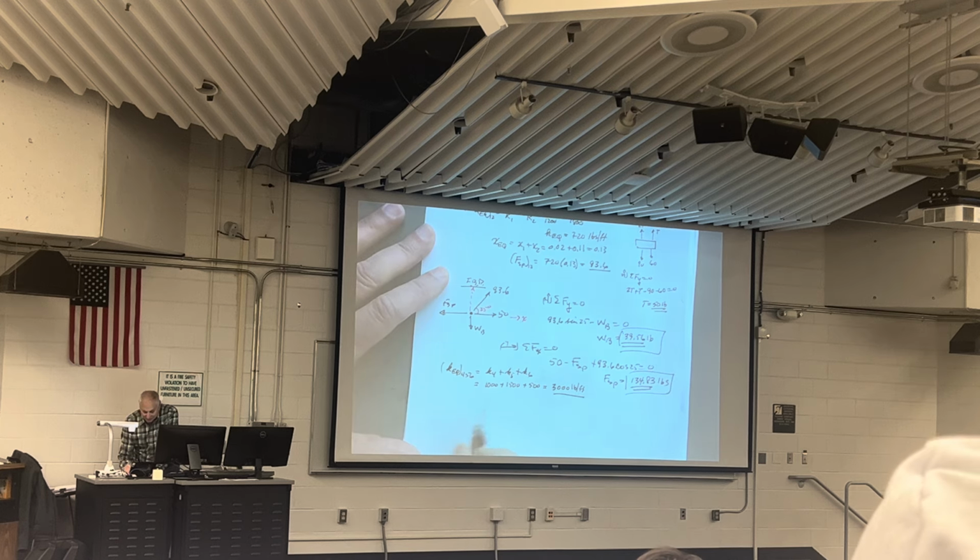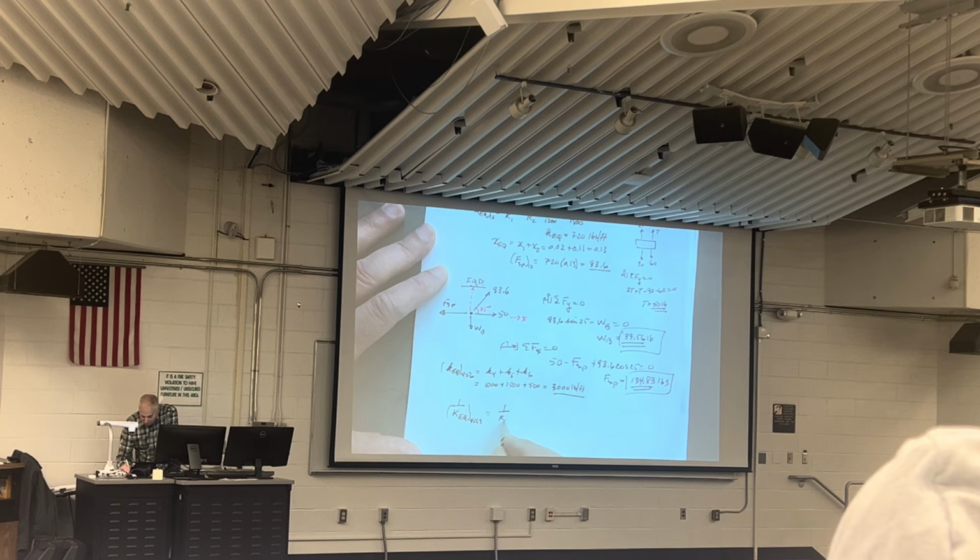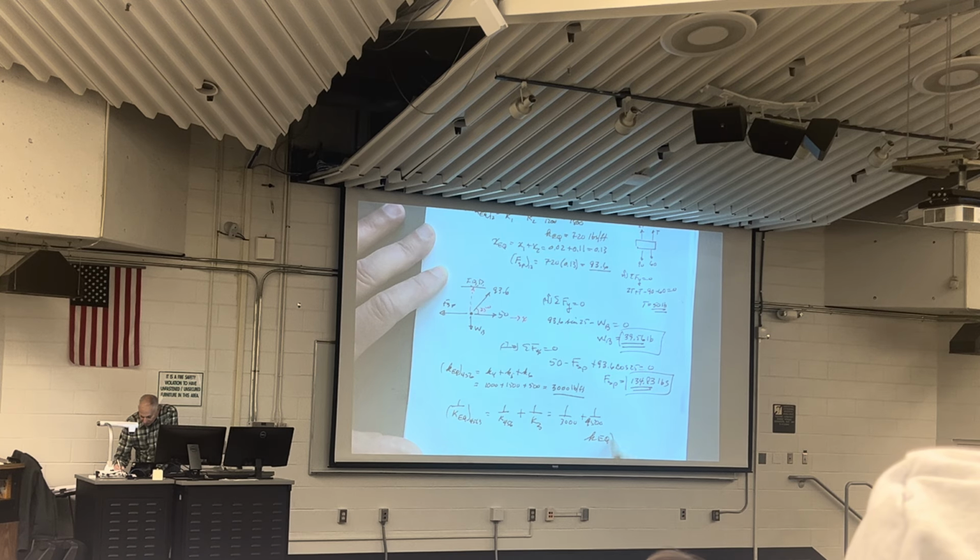Take that now as in series with K3. So 1 over K equivalent 4, 5, 6, 3 is 1 over K 4, 5, 6 plus 1 over K3. That's 1 over 3,000 plus 1 over 4,500. That tells me K equivalent is equal to 1,800 pounds per foot.